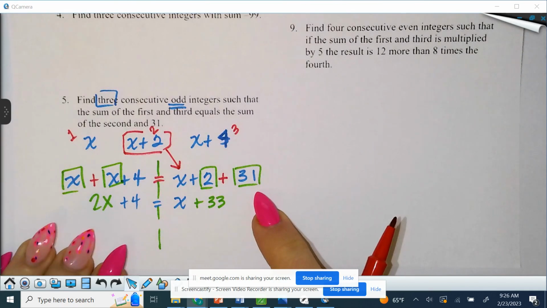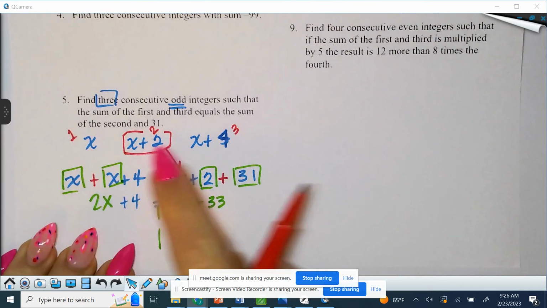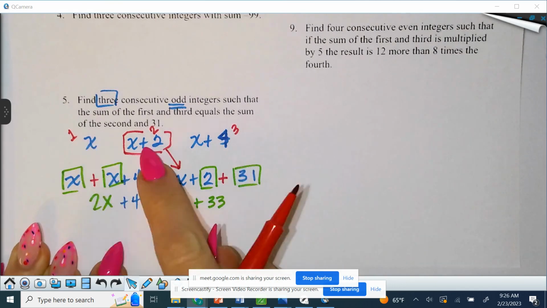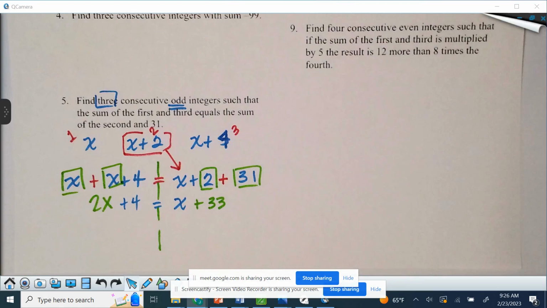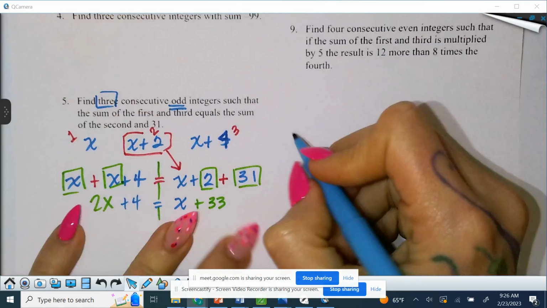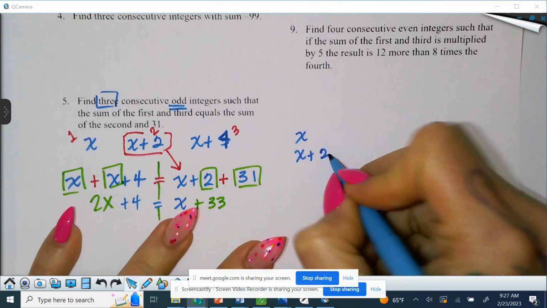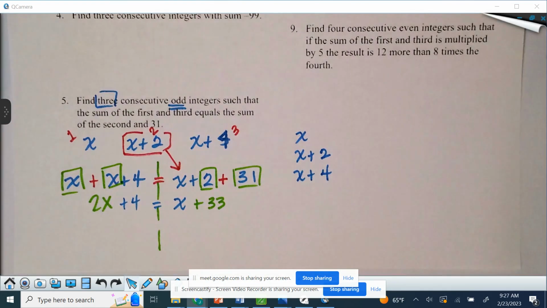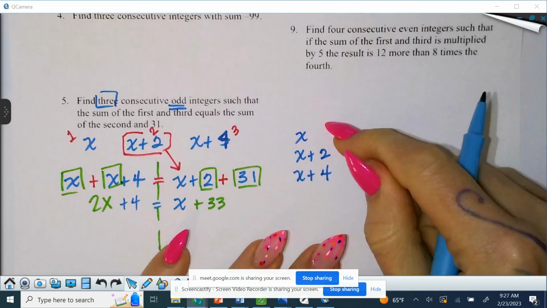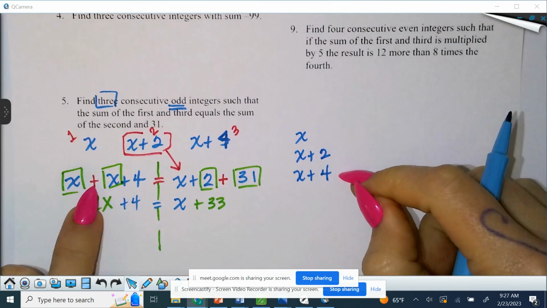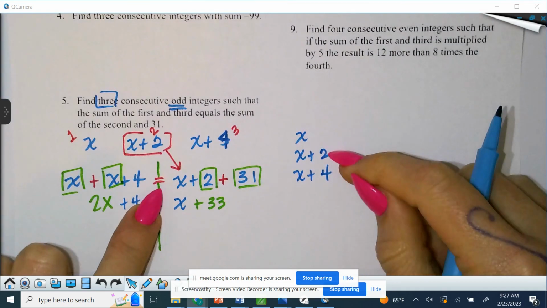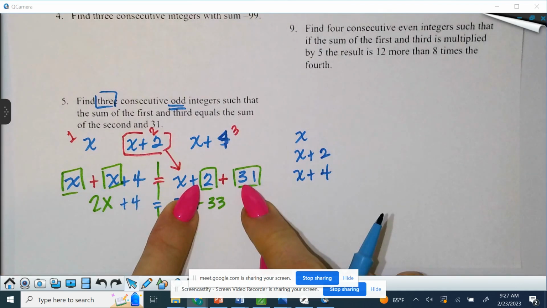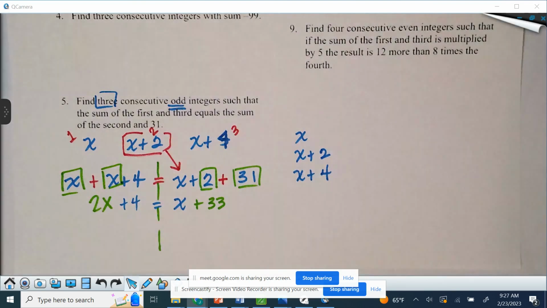And that is why I make this list before I even remotely start to translate what they're saying. Because once you have this list, and maybe writing the list left to right is not super helpful for you guys, maybe it's better for you to write it this way. That sounds silly, but you got to do what makes sense to you. So first, second, third. So the first and the third sum equals the second and 31. So the sum of the second and 31.